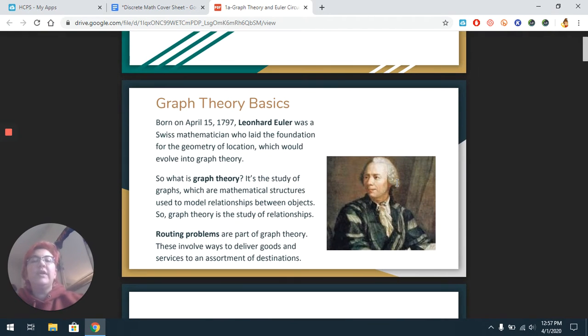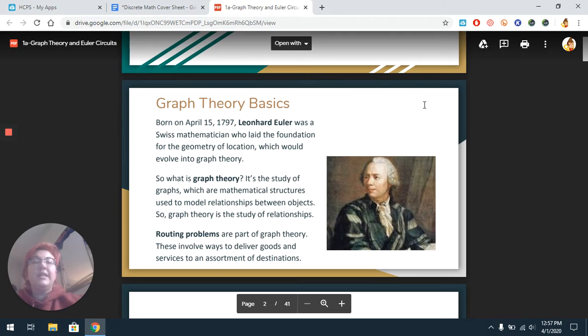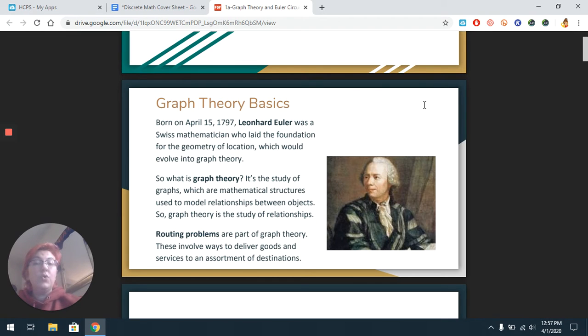So Leonhard Euler is this guy here, and he's a Swiss mathematician who kind of laid the foundation for the geometry of location, which would later evolve into graph theory. So what is graph theory? Well, it's the study of graphs, which are mathematical structures that are used to model relationships between objects. And in this case, those objects are typically locations. So really, graph theory is nothing more than just the study of relationships.